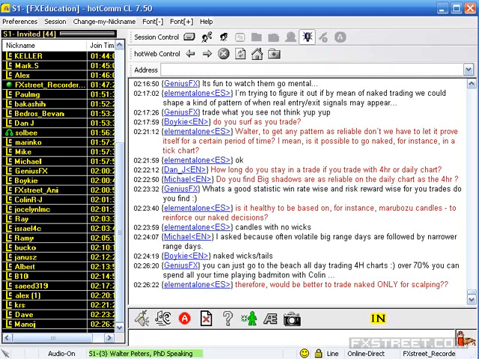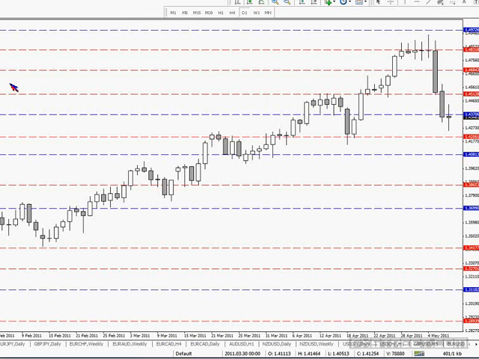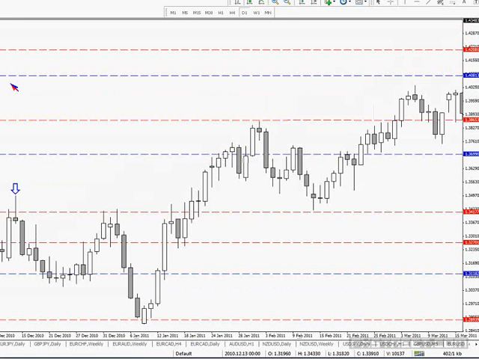Would it be better to trade naked only for scalping? Yeah, I don't know. I don't scalp, Element. I think just shooting for a couple hundred pips is good, because then you make like 50 pips a day. 50 pips a day is pretty good, especially when you don't have to sit around and watch it. I'm not sure that scalping is easy to do.